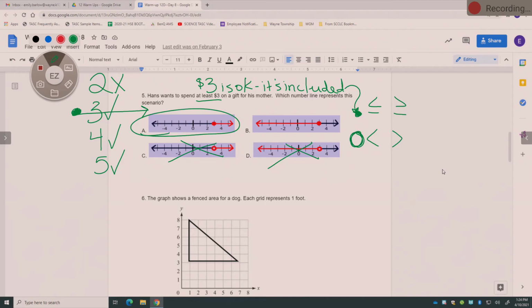For answer B to be correct, we would have to say Hans wants to spend no more than $3. So $3 would still be included, but he doesn't want to spend any more than $3 would look like this one.